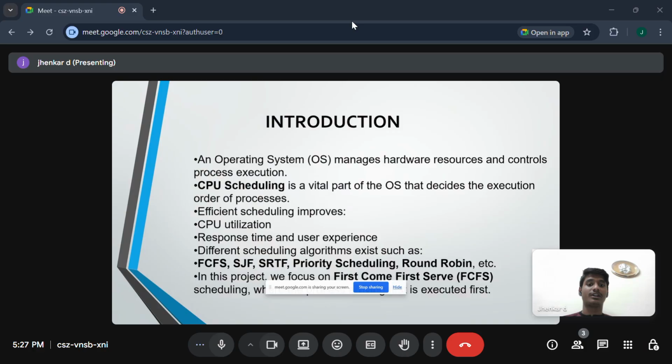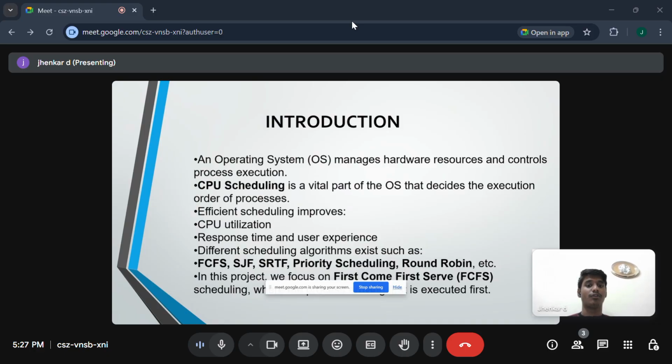Our operating system plays a major role in managing hardware and executing processes. Among its important functions is CPU scheduling, which decides the order in which processes run. Good CPU scheduling improves CPU utilization, response time, and overall user experience. There are several scheduling algorithms like SJF, meaning shortest job first, SRTF, priority, and round robin, etc.